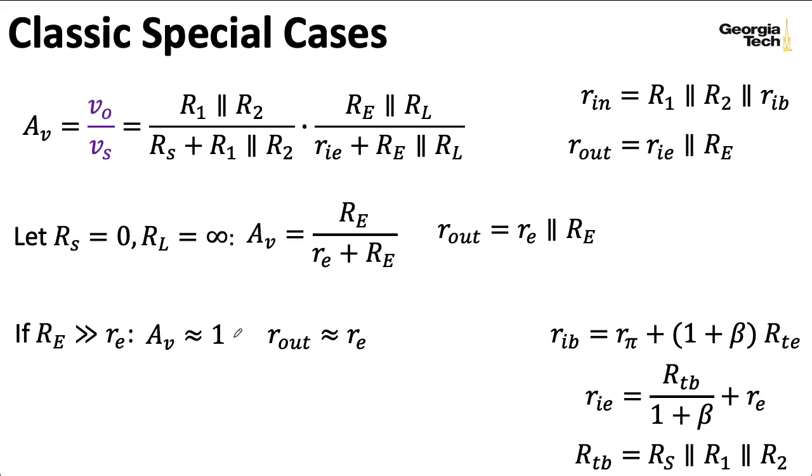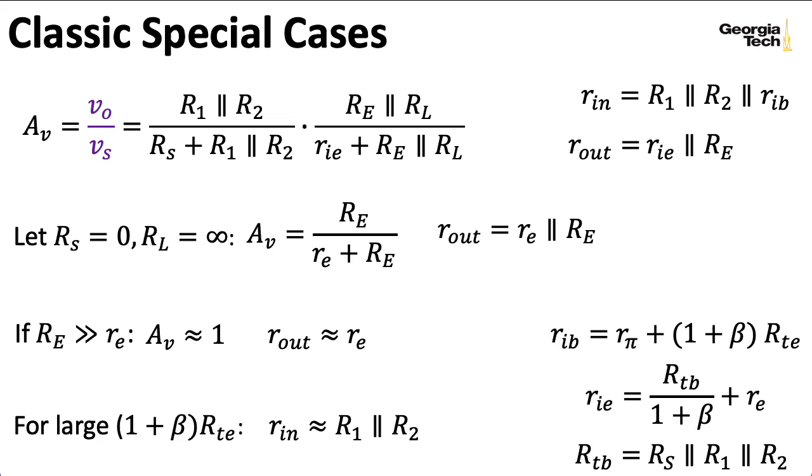To be a good voltage buffer, you also have to have a really high input impedance. So if this 1 plus beta times RE term is big, either because you've picked a big RE or you have a good transistor and beta is really big. And to clarify what I mean by large, this term needs to be big enough so that when you compute RIB, it's a really, really big number compared to R1 in parallel with R2. So your input impedance is just R1 in parallel with R2, and that's something you have control over.